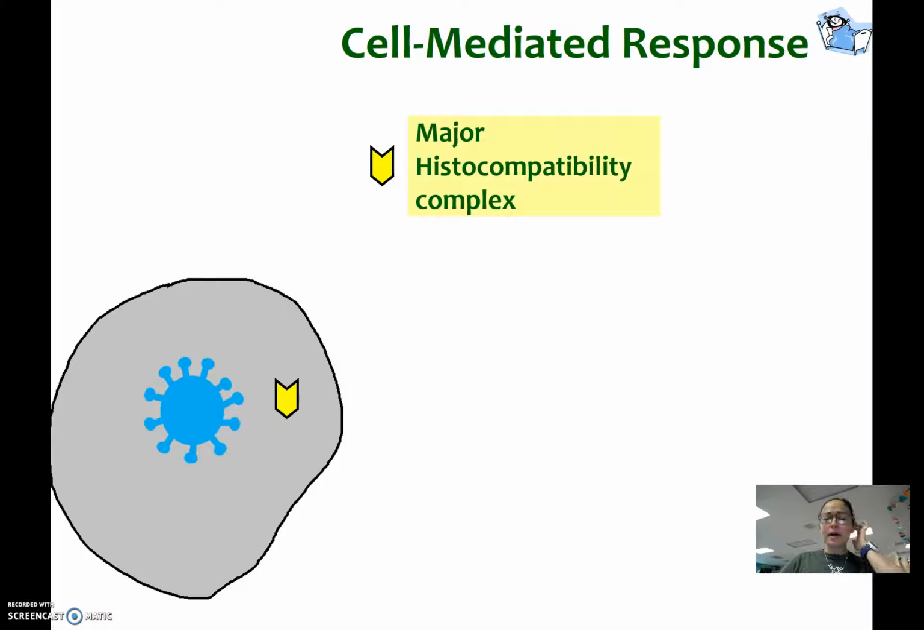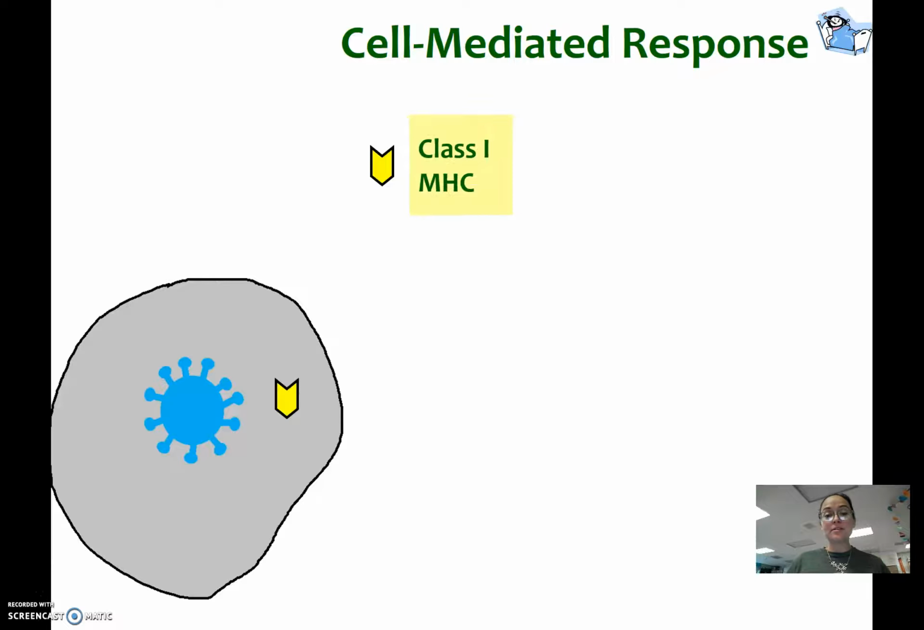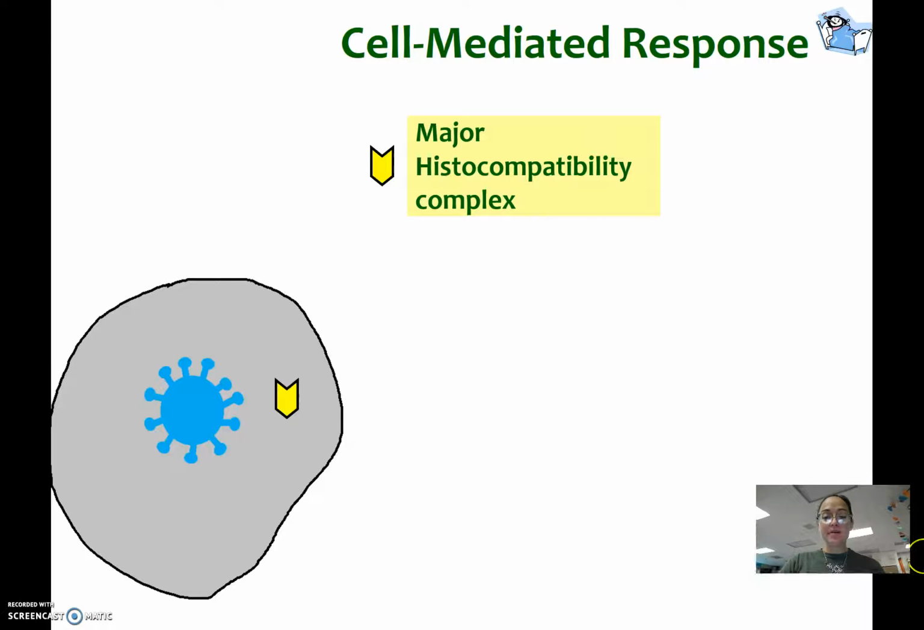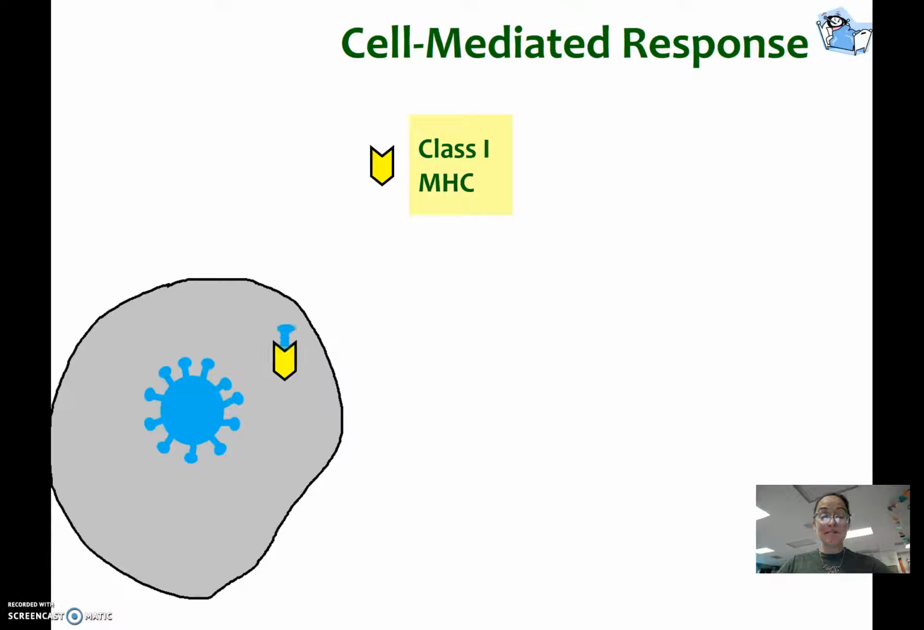So all cells, or most of your body cells, have what's called a major histocompatibility complex. We call this MHC for short. Now on most of your body cells, it's a class 1 MHC molecule. And so this class 1 MHC molecule is going to take a piece of the pathogen that is replicating within the cell, and it's actually going to present a piece of that antigen or virus on its surface. Now this is like saying, hey, look what's replicating within me.